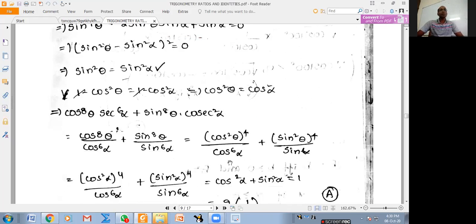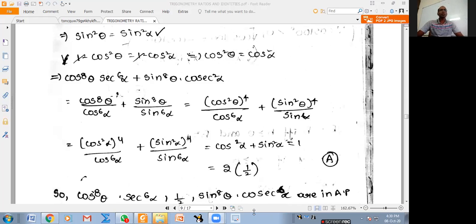Now, what do I have to prove? If you look at the question, what they wanted to prove is this, and in between 1 by 2, they are in arithmetic progression. This is the first term, this is the third term, and the middle term is 1 by 2. To prove they are in AP, first term plus third term should be double of 1 by 2, which is 1. So this secant I convert into cos, this cosecant I convert into sine.